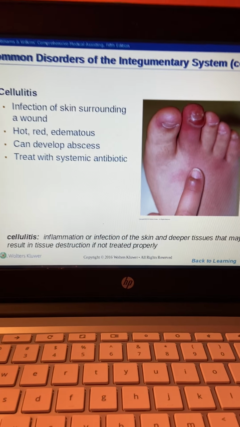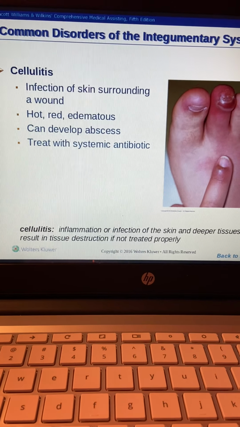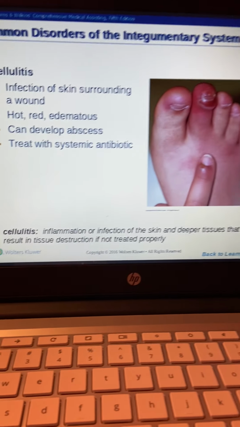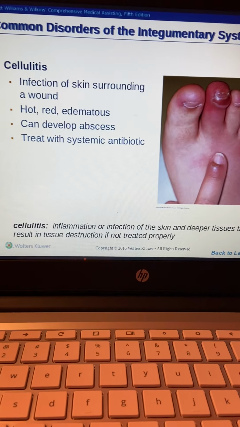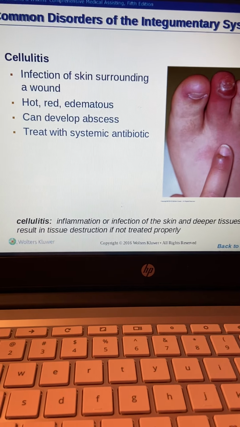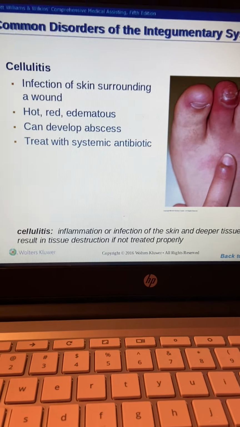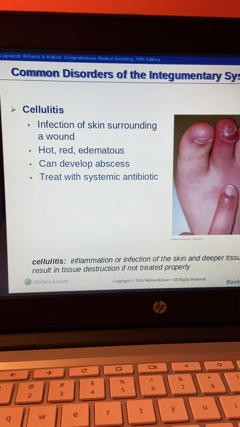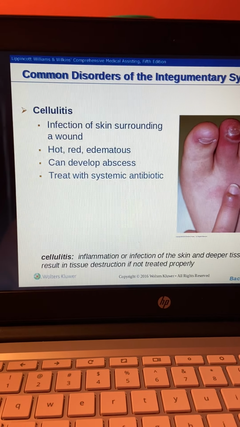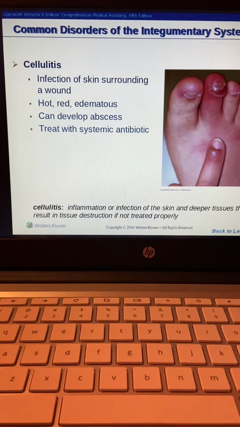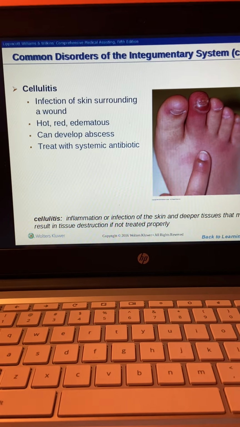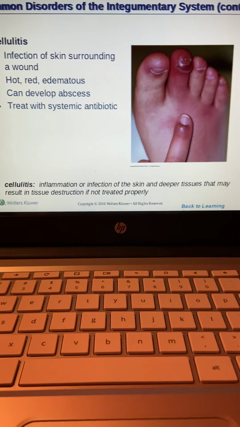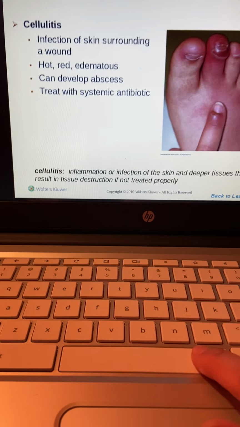Cellulitis. Cellulitis is an infection of the skin surrounding a wound. It's hot, it's red, it could be edematous, and it can develop into an abscess. You want to treat this with a systemic antibiotic also. It is an inflammation or infection of the skin and deeper tissues that may result in tissue destruction if not treated properly. That is cellulitis.